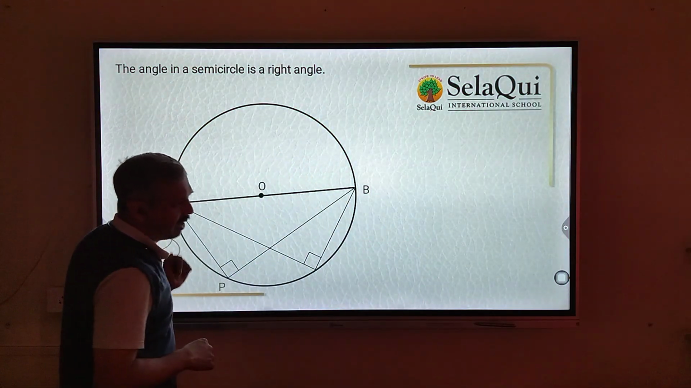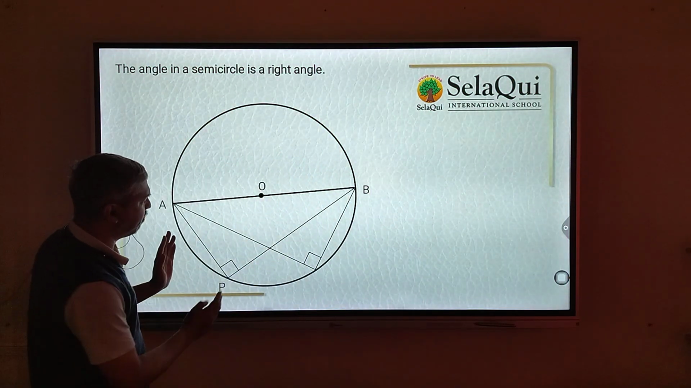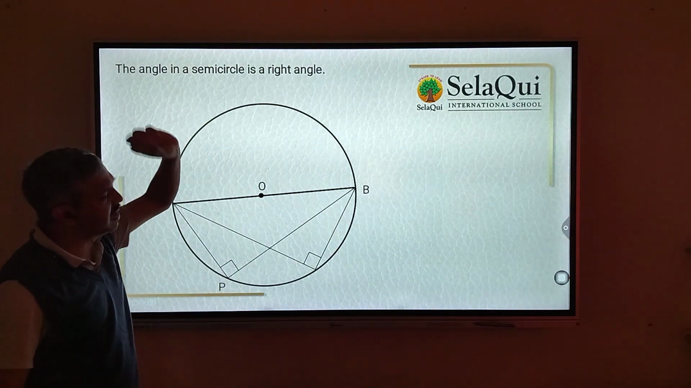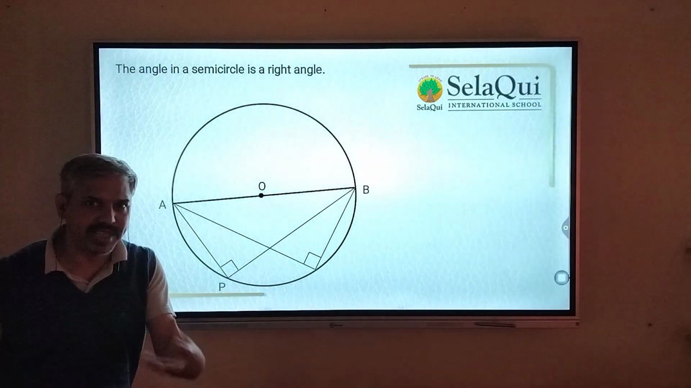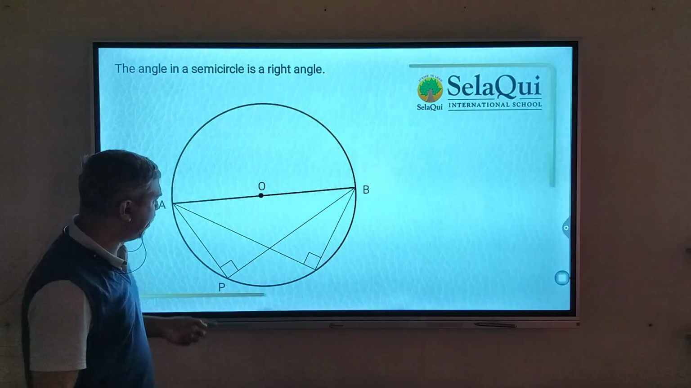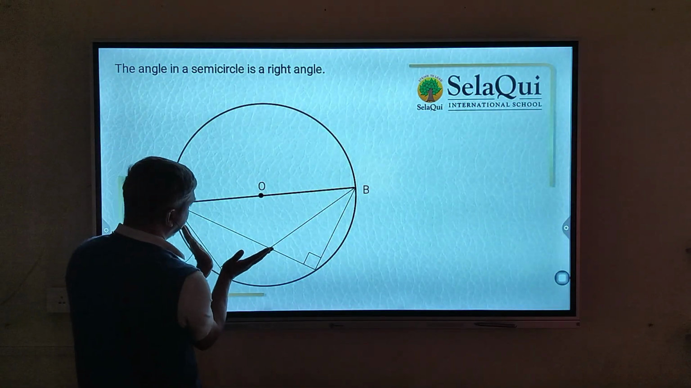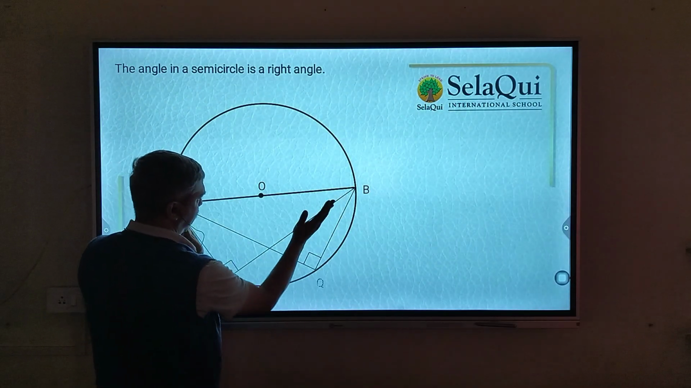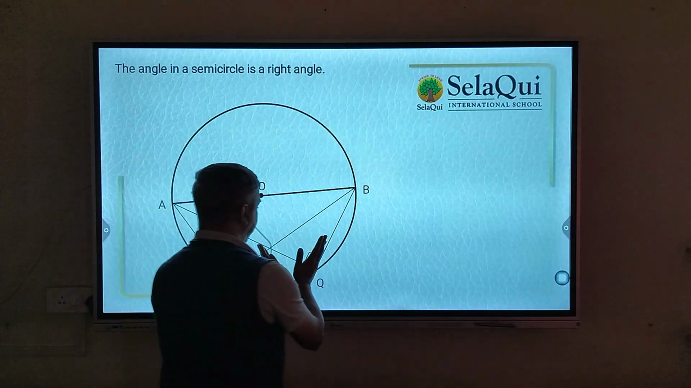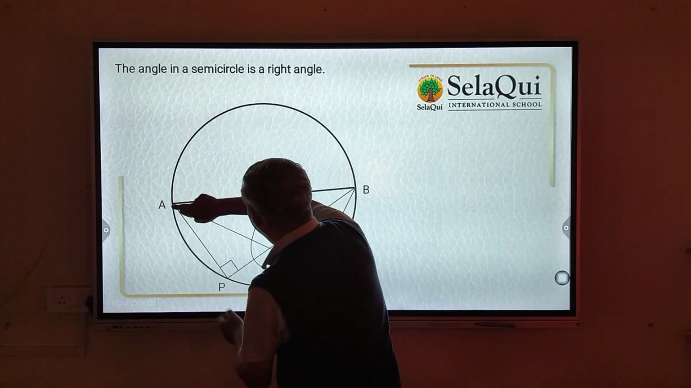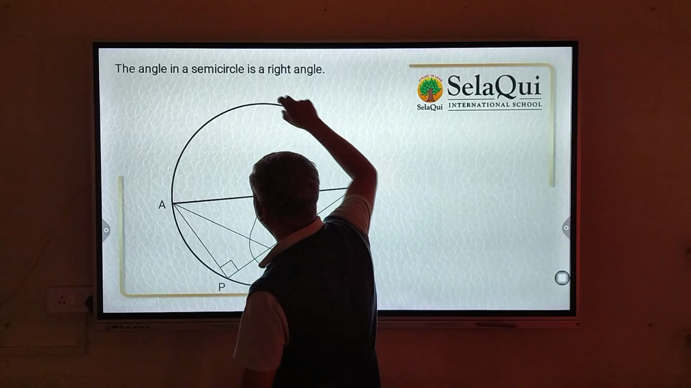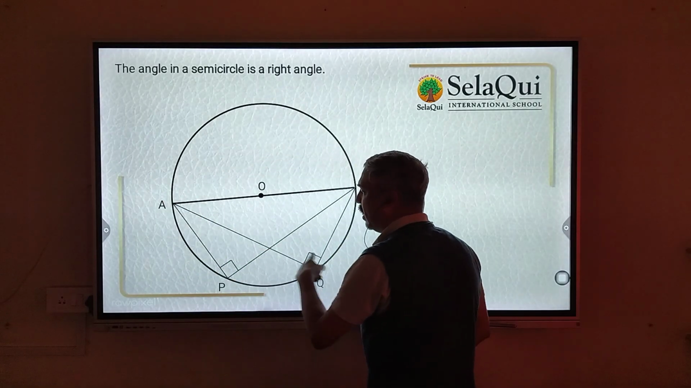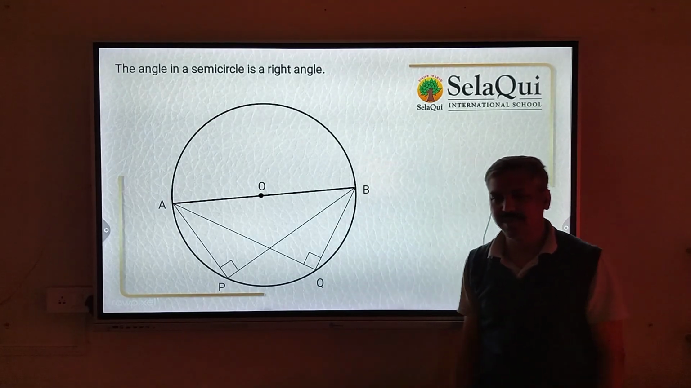There is one more theorem that we will see, and that theorem is: if there are two or more angles inscribed on the same arc or the same segment, then these two angles will be equal. These two angles are inscribed in the same arc, same segment. See this. And this is also in the same arc, same segment, AB. So these two will be equal in angle measures.